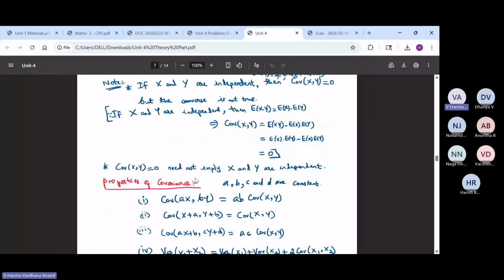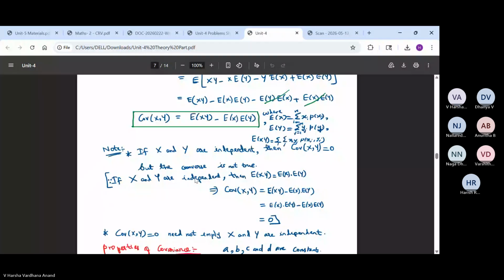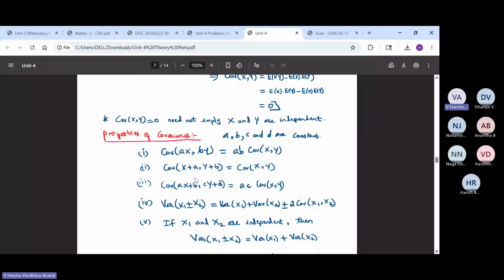Before we go on, there are some properties of covariance here. First one: covariance of ax and by is ab times covariance of x comma y. What does it mean? Since covariance is an expectation value, E of ax is a times E of x. a is a constant. It does not have a relation to x. So you can just take a and b out.